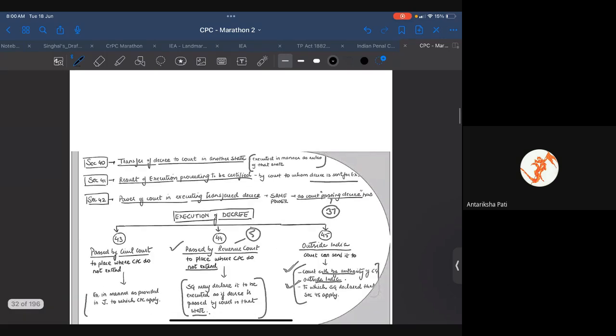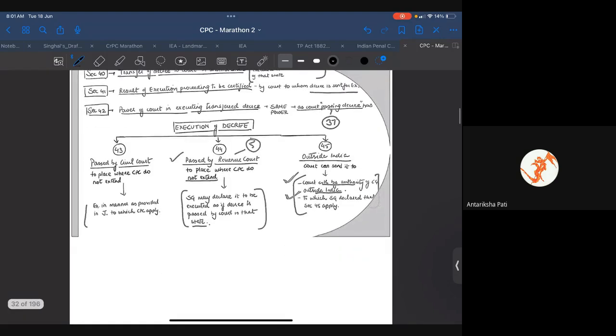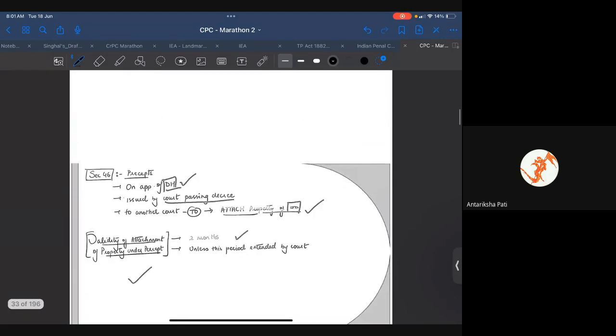Now execution of decree, Section 43 says that if it is passed by a civil court in a place where the CPC does not extend, then it is executed in the manner provided in the jurisdiction to which the CPC applies. Now if passed by a revenue court in a place where the CPC does not extend, then the state government may declare it to be executed as if the decree was passed by a court in that state. And if it is outside India, then the court can send it to a court established by the authority of the central government outside India, or to which the state government declared that Section 45 will apply. Okay, now Section 46 is important.